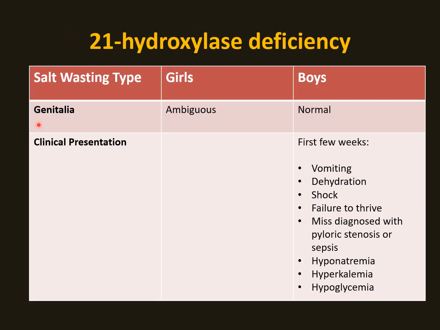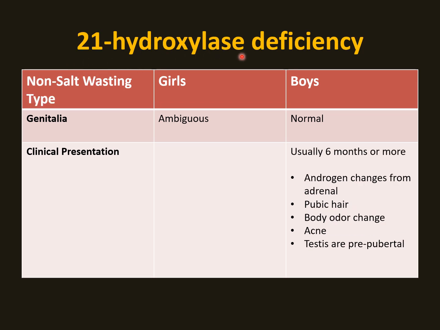21-hydroxylase deficiency, the difference between boys and girls in the classic salt-wasting type, which is the most common. The girls will be identified early after birth because of ambiguous genitalia. For boys, the genitalia looks normal, so they will present later with vomiting, dehydration, shock, failure to thrive, misdiagnosed with pyloric stenosis or sepsis, with hyponatremia, hyperkalemia, hypoglycemia.